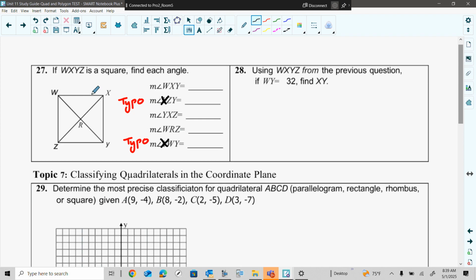All right, then we have this one right here. On 27, there are typos. There was a line that went through that y, and that should have meant an x here. So we should have xzy and xwy on the first and, or the second and last.